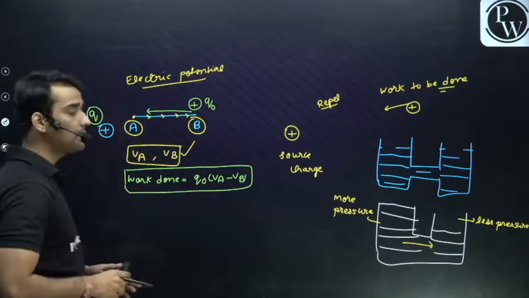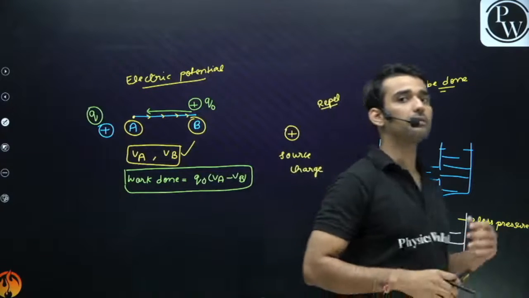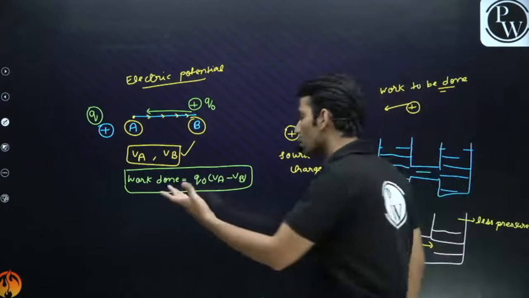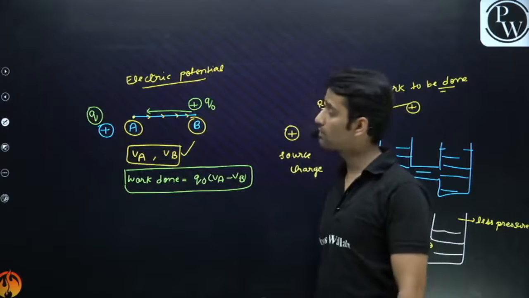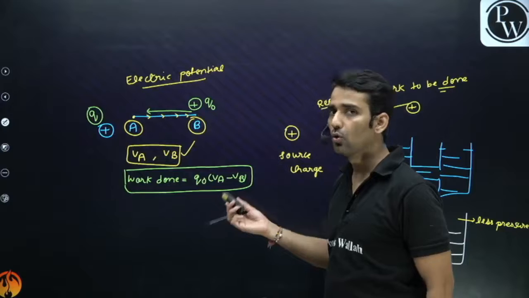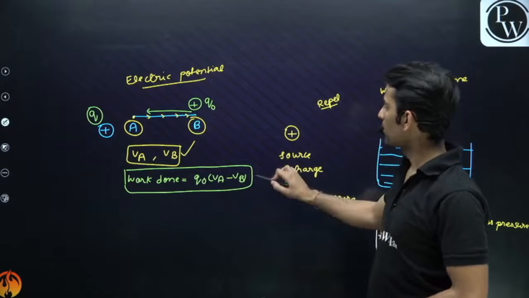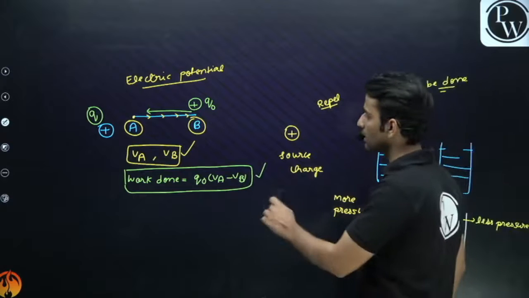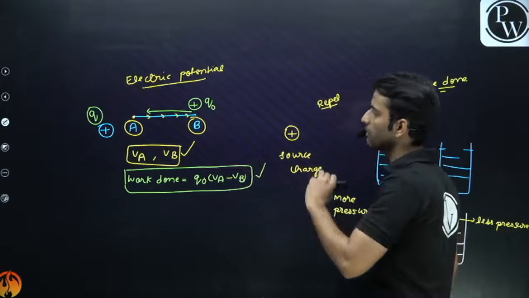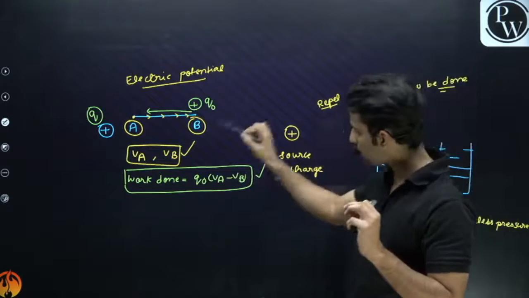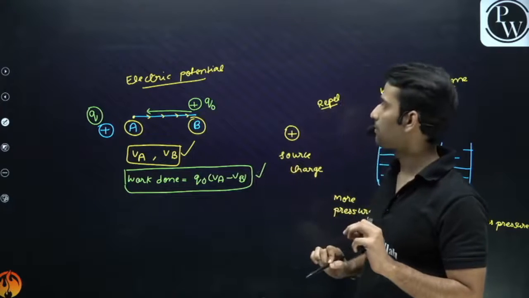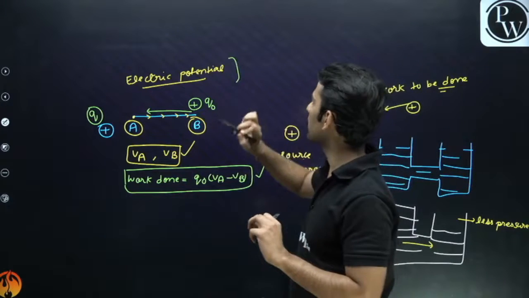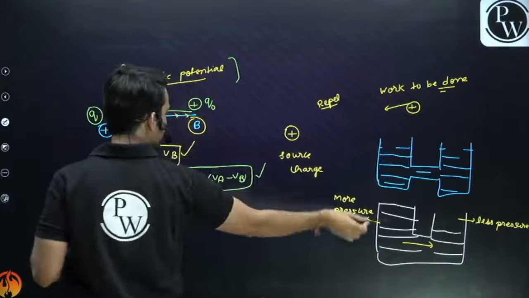So work is done due to the potential difference. If there is no potential difference, no work will be done. So the work done in moving a charge from one point to another is Q naught times (VA minus VB), where VA is the potential at A and VB is the potential at B. It is just similar to the pressure in this case.